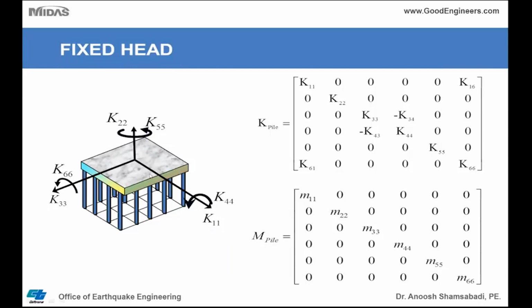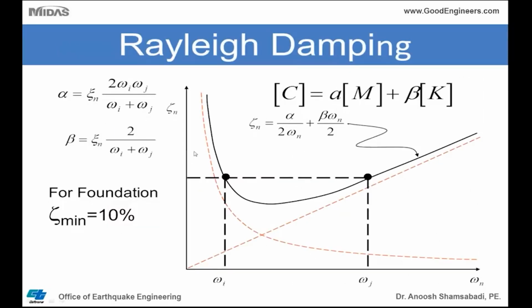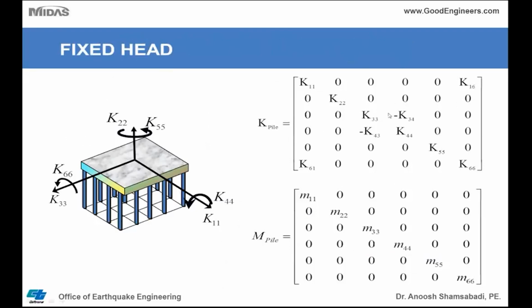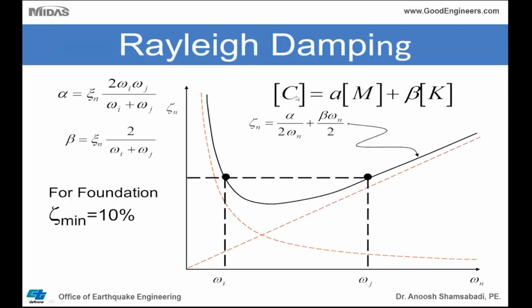Another way, here is a foundation model. You need to develop a 6x6 stiffness matrix, a mass matrix, and a damping matrix. To develop the damping matrix, we use Rayleigh damping. From this step here, you already have a 6x6 stiffness matrix and a mass matrix, and then you go to Rayleigh damping by using alpha and beta. You have the mass and the K matrix, and you develop your foundation damping matrix. Now, typically when you design a structure, you use 5% damping.